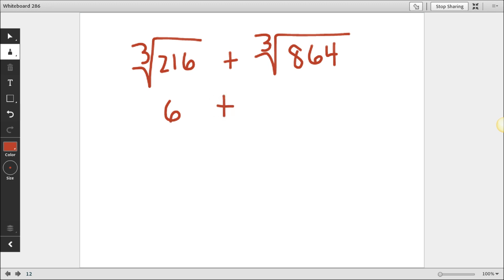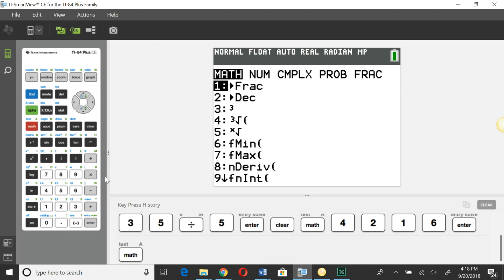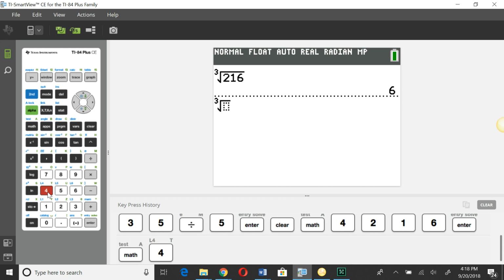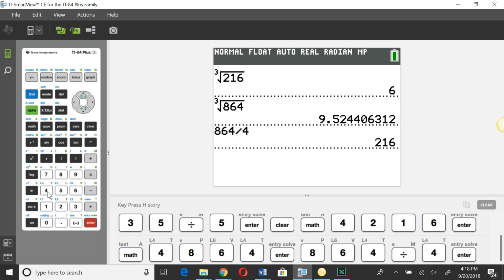And then we have 864. Well, let's see if 864 is a perfect cube. Not a perfect cube. We've got to figure out what we can divide by. Well, I notice it ends in a 4, so let's divide by 4 and see what we get. What's 864 divided by 4? Look at that, it's 216.